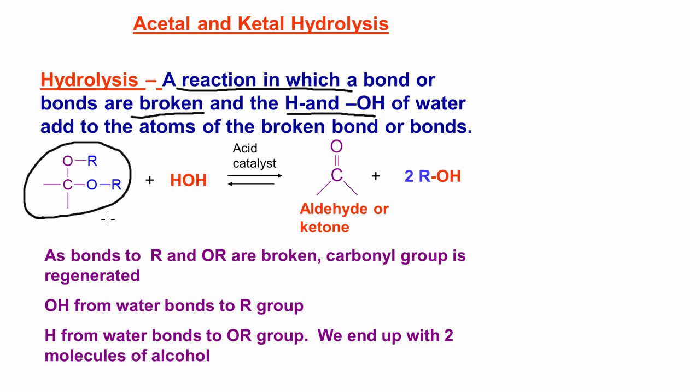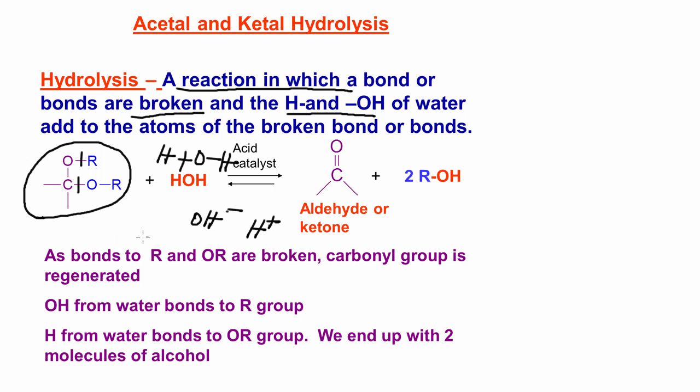This would be either an acetal or a ketal, and what'll happen here is the bonds here are going to break. So these bonds here are going to break, okay, and also the bond between one of the hydrogens and the oxygen from the water molecule is going to break, and so we're left with a hydroxide ion and a hydrogen ion, or a proton if you will.